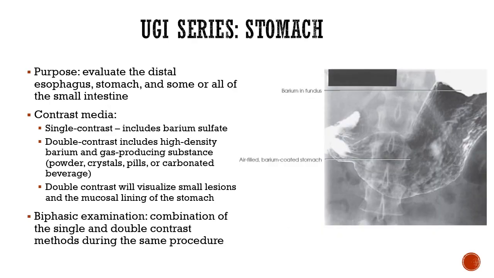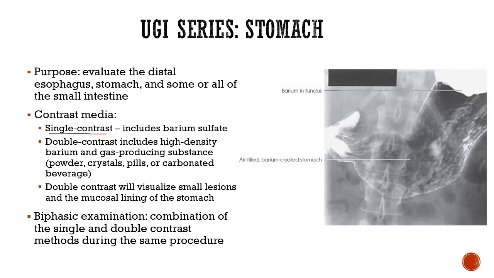On the upper GI series, the purpose is to evaluate the distal esophagus, the stomach, or some or all a part of the small intestine. For contrast media, for single contrast, it includes barium sulfate. Now the thing is, if a patient has a perforation, we would use water-soluble iodine.